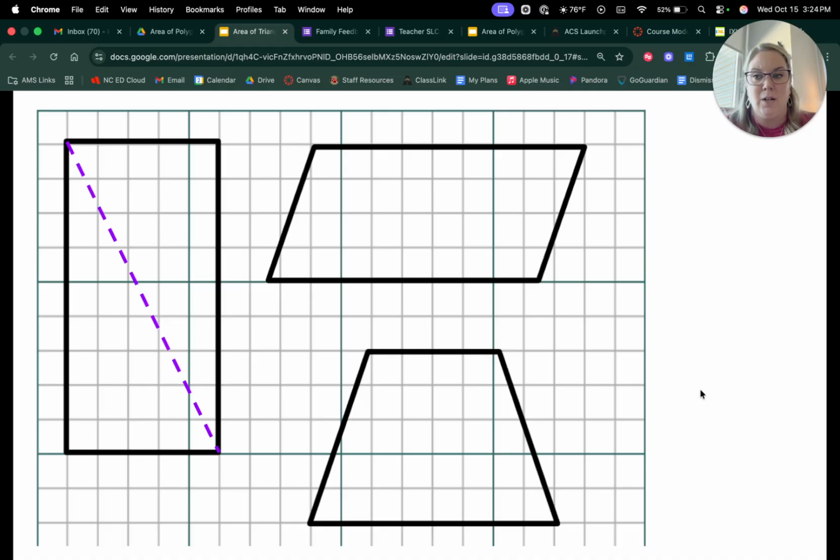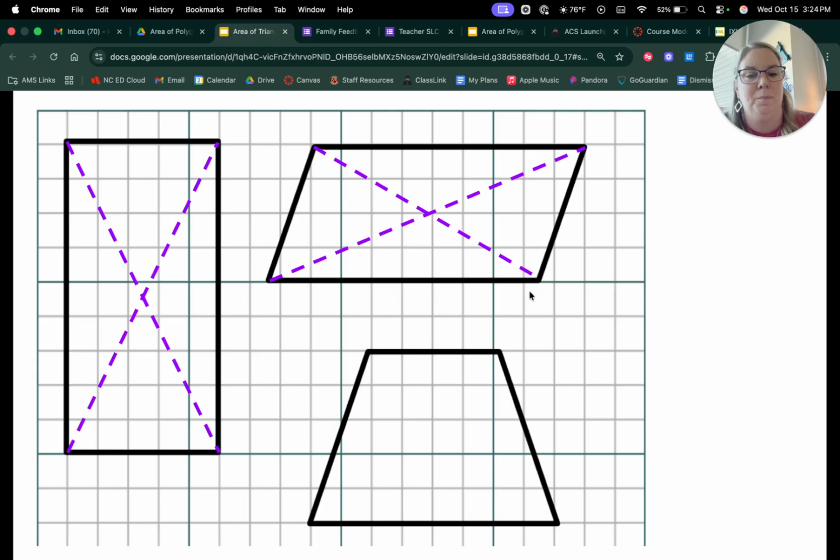So with our rectangle, we can do diagonal to diagonal. That would give us 2 right triangles. With our parallelogram up here at the top, we could go that way and we'd have 2 triangles. We could go this way and we would have 2 triangles. I now have 4 triangles. We could technically find the area of each individual triangle. It would be the same thing as if we did base times height though. Down here in this trapezoid, I could go that way and have 2 different sized triangles, or I could go that way and have 2 different sized triangles.